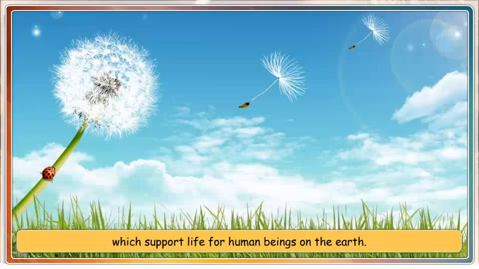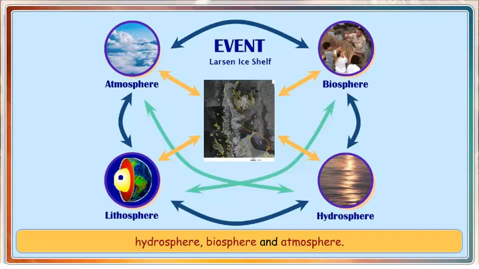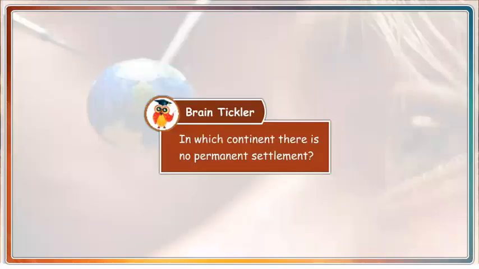Earth. The Earth's surface is very complex and made up of lithosphere, hydrosphere, biosphere and atmosphere. Info Hive. A cape is a part of land extending into a water body. Brain tickler. In which continent is there no permanent settlement?